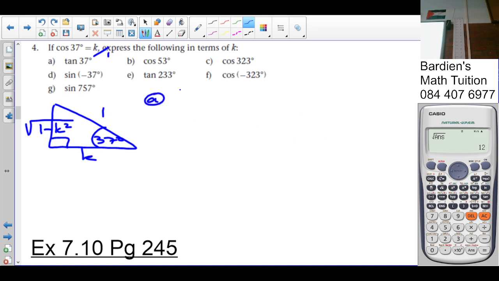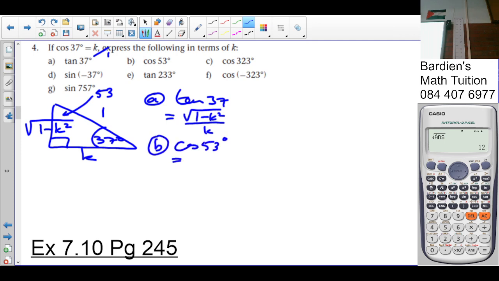So let's go A. So it'll be tan of 37. What's the size of this angle there? 53. So tan of 37. What does tan stand for? Opposite over adjacent. So square root of 1 minus k squared over k. B. Cos of 53. What does cos stand for? Adjacent over hypotenuse. It's k over 1, which is k.